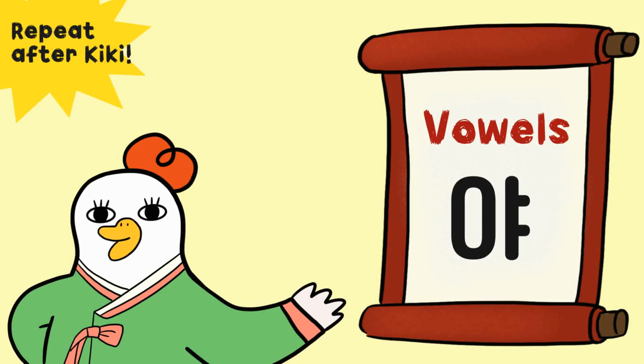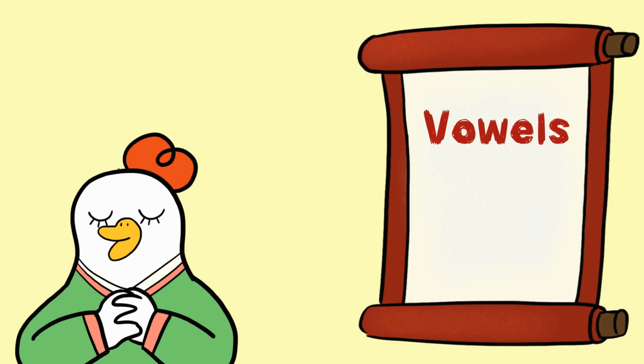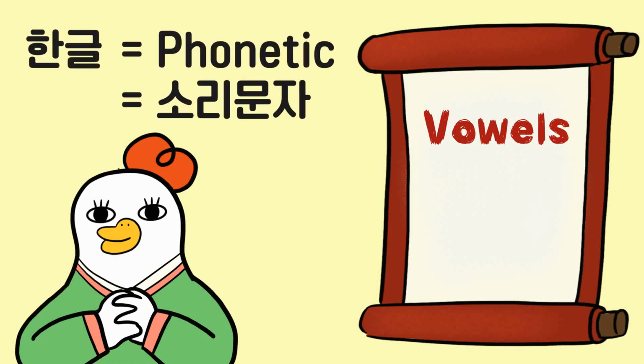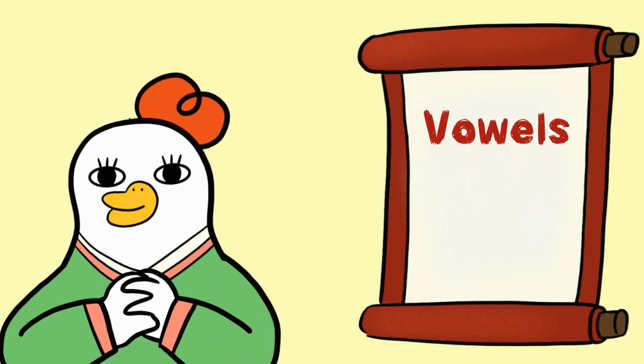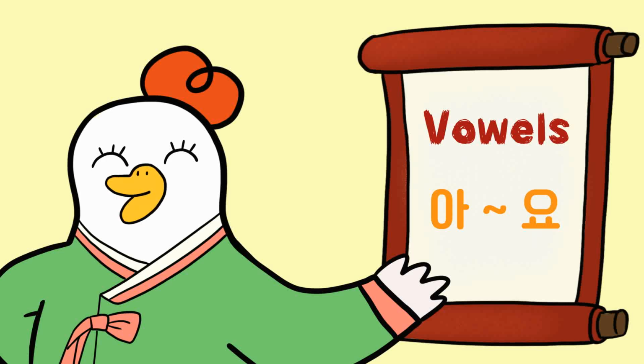아, 야, 어, 여, 오, 요, 우, 유, 으, 이. Good job! When consonants meet the vowels, they make letters, like a puzzle. Hangul is phonetic, 소리 문자, and we make any kind of letters based on what we hear with consonant plus vowel. Today, we are going to study from 아 to 요. Let's begin.